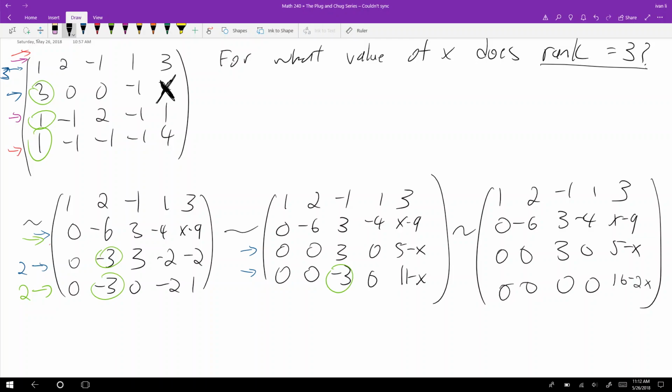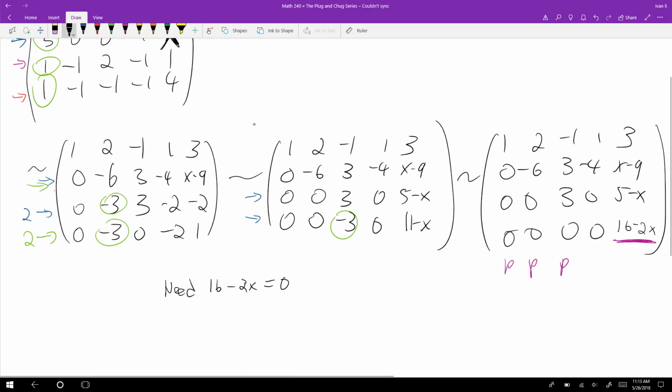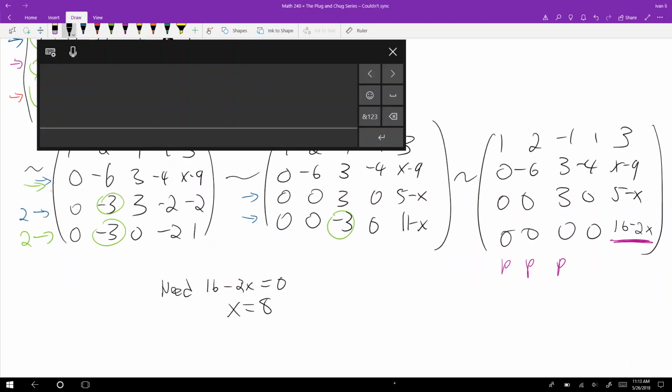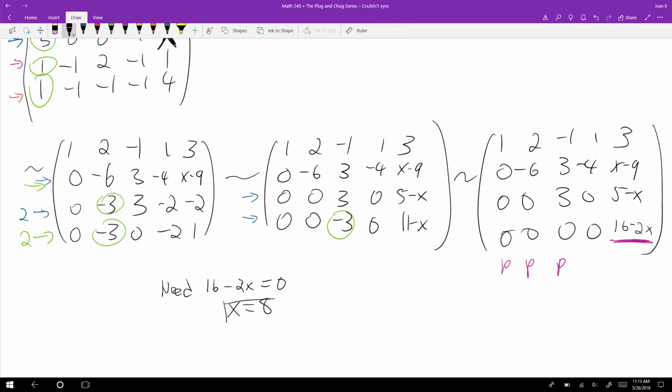Remember, we don't have to reduce it to row echelon form. All we have to do is expose where the pivots are. So we have a pivot here, a pivot here, a pivot here, and then we have this here. For rank equal to 3, that means we want 3 pivots, which means we want this guy, the 16 minus 2x, to be equal to 0. So for rank to equal 3, we need 16 minus 2x equal to 0. And so we see that x is equal to 8, and we have our answer.